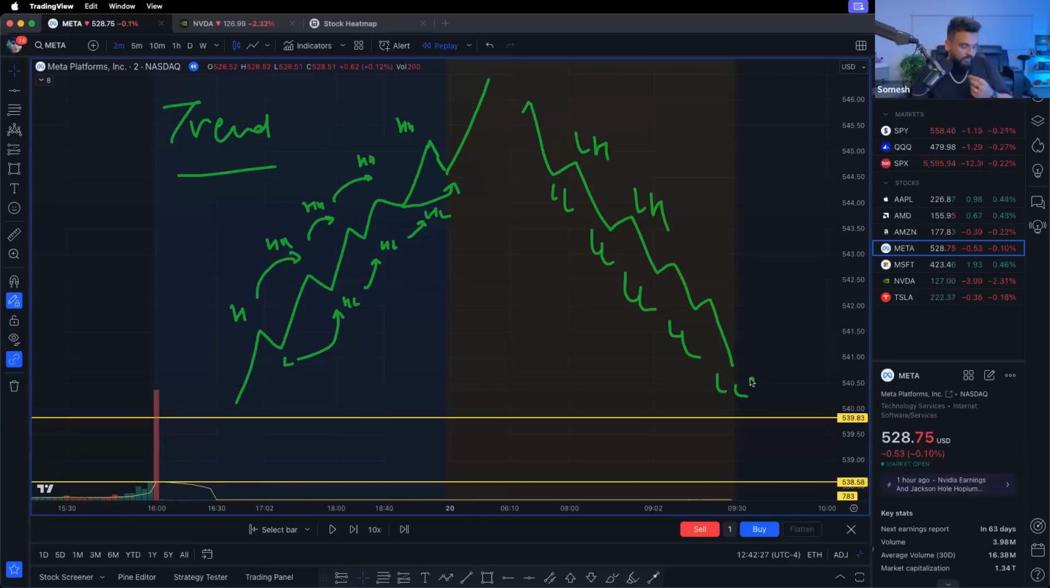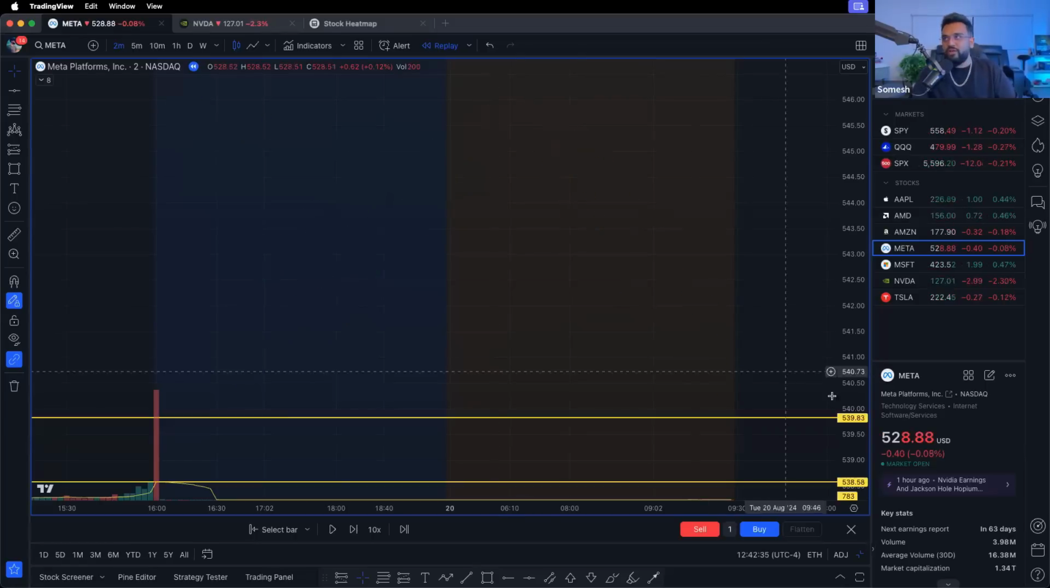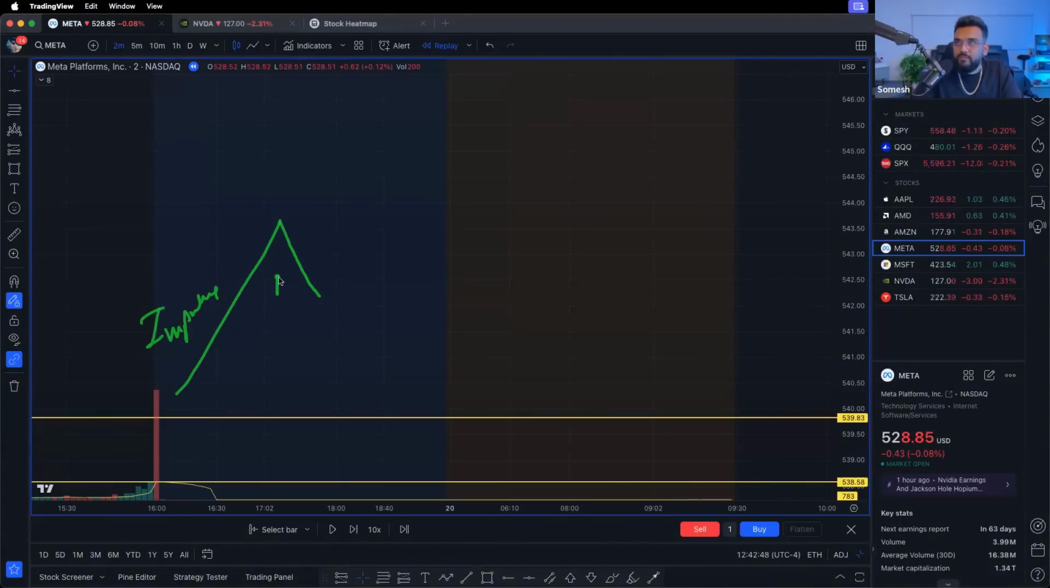But there are different structures within this trend. There are different ways to trade this trend. The first structure is where we make a move like this. That means one impulse move. Okay, this is called an impulse, followed by a pullback.